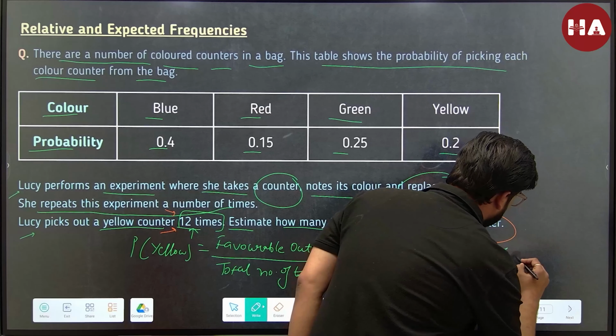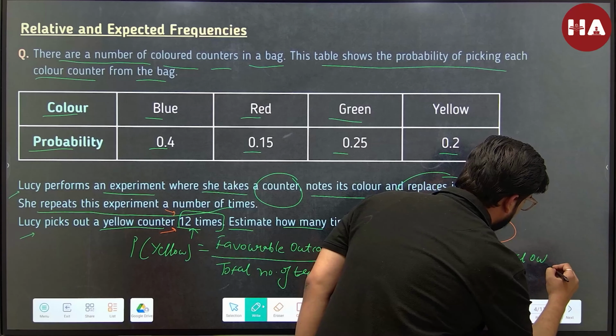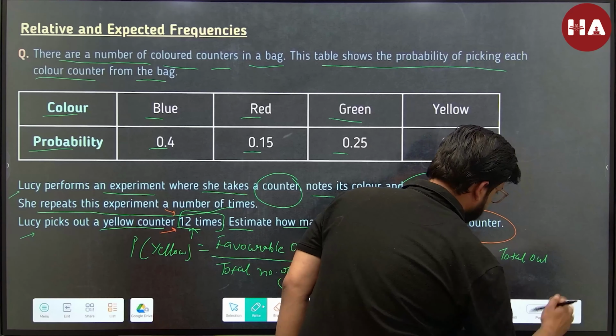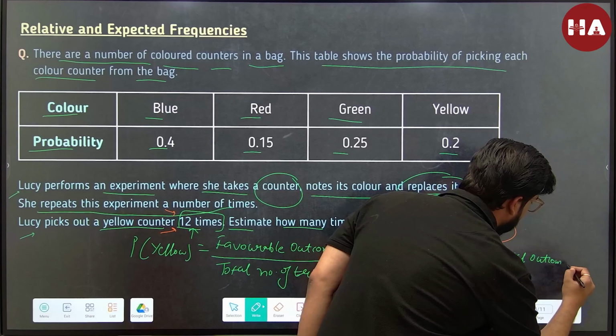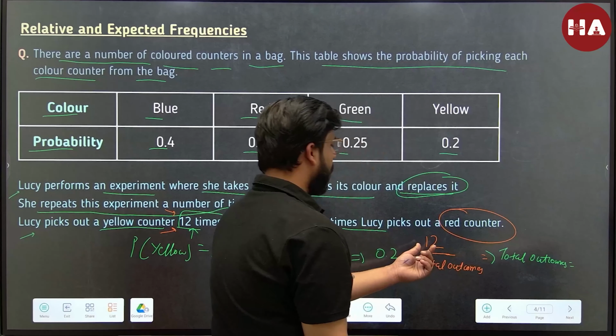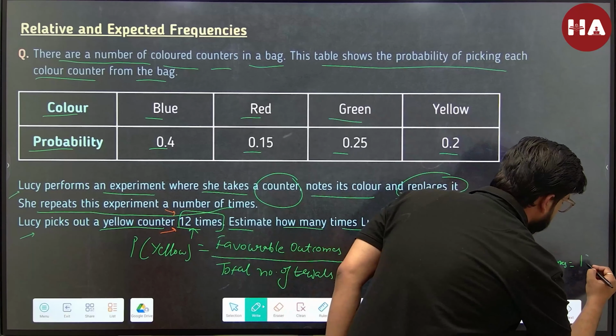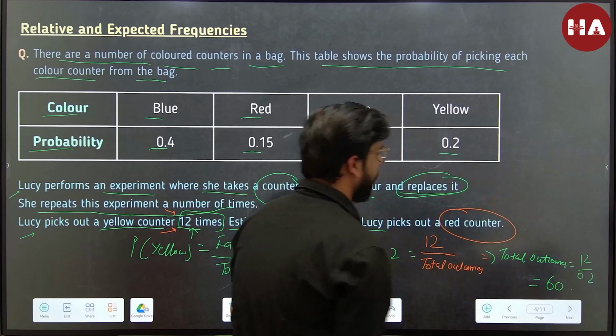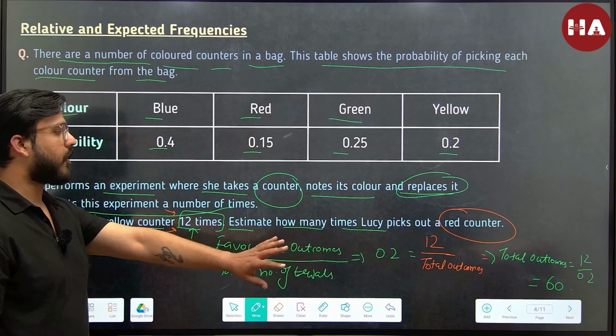So total outcomes will be how many? Total outcomes are coming to be 12 over 0.2. So this is coming to be 60. So now you have the total number of outcomes.